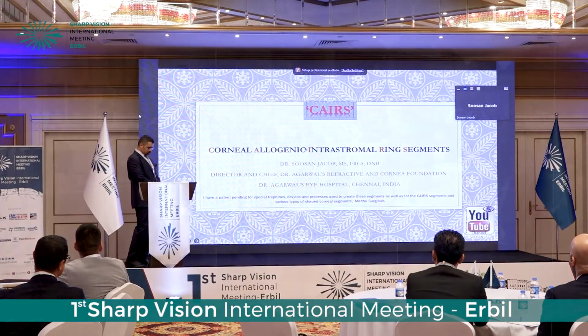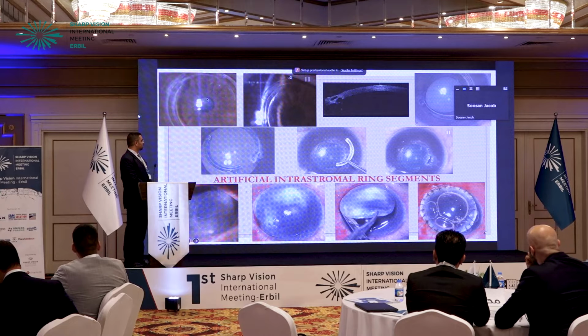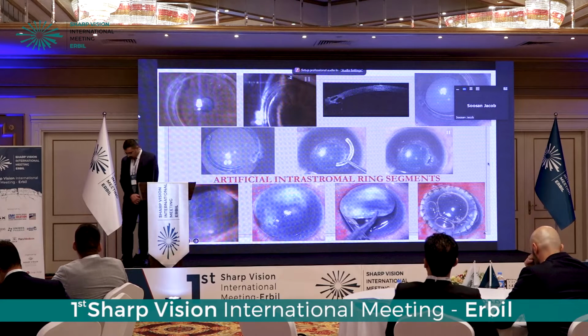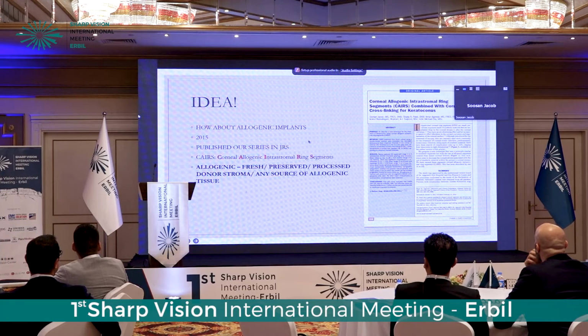This talk is on corneal allogenic intrastromal ring segments, or CARES, an acronym that I coined in 2015. It was basically to take care of problems that can often be seen with synthetic intrastromal ring segments, for example Intacs or Keraring, where you can get melts, extrusions, intrusion, sometimes even infectious keratitis, and so on and so forth. So I had this idea of using allogenic implants instead of synthetic implants in 2015, and we published our first series in JRS.